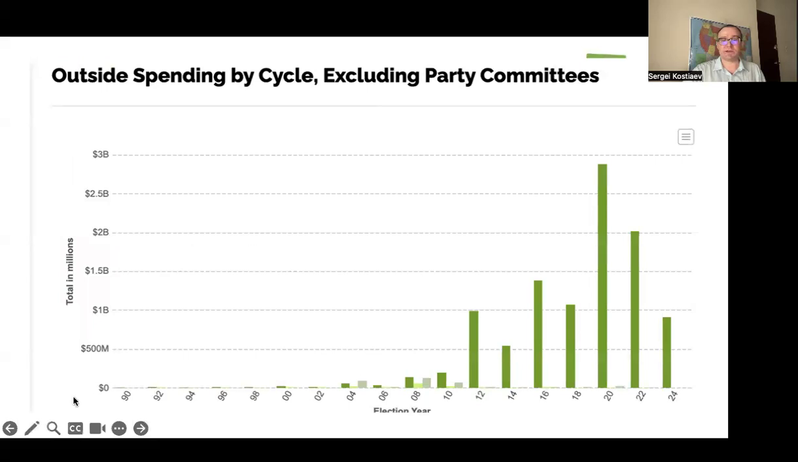And this is the result of Citizens United decision by Supreme Court in 2010. After this, the amount of outside spending just exploded. At some point, for instance, it reached more than like $2 billion. And most of it is not very transparent.